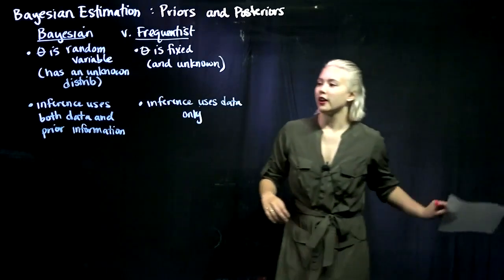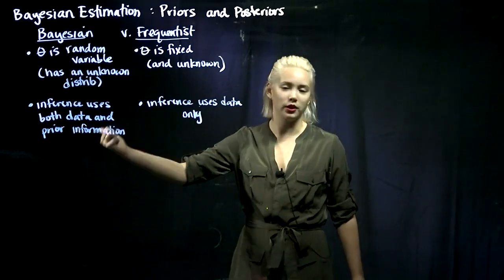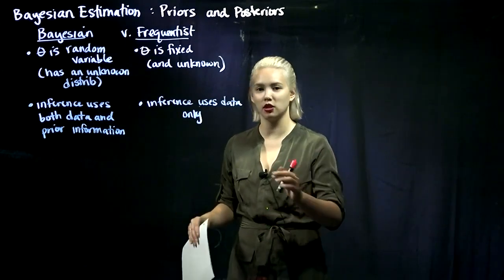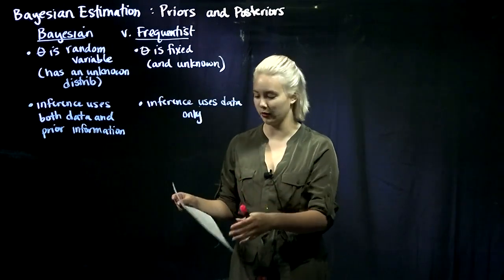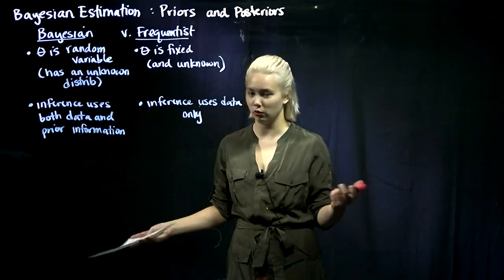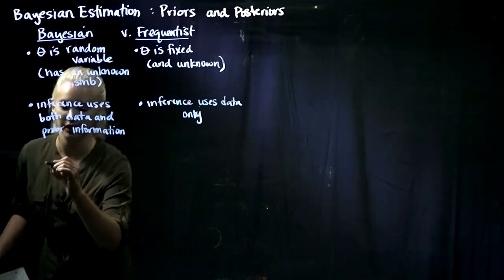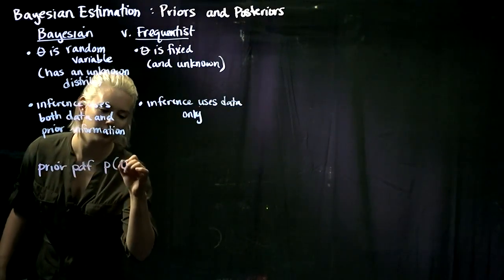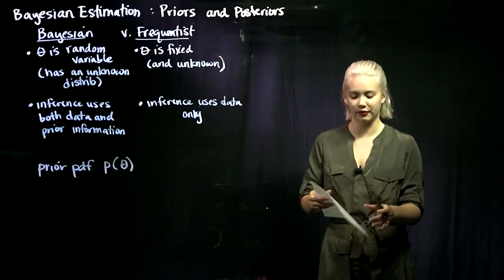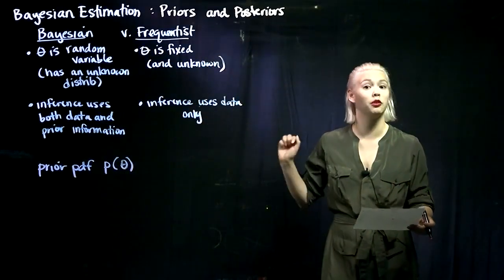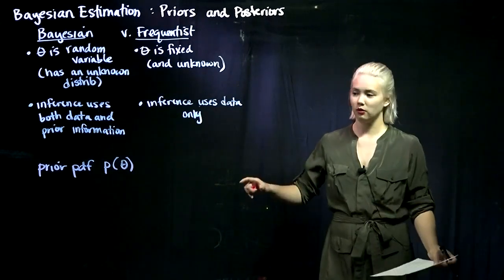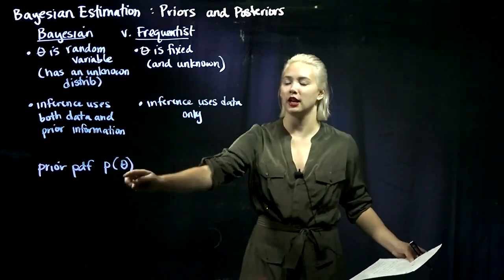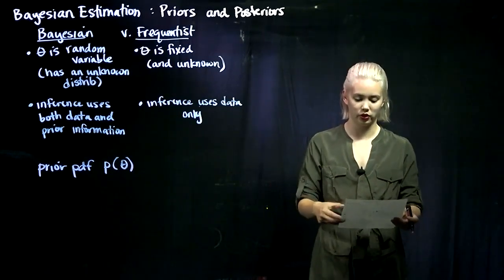All this prior information that you might have, like old studies, you're going to put into what's called a prior distribution. It's a distribution for theta that has all your prior information in it. We can call it whatever we want, but maybe we call this prior PDF p of theta. That prior PDF has all of our information about theta that we know before even collecting the data. Then we go out, collect the data, and use that plus the prior PDF to create what's called a posterior distribution.